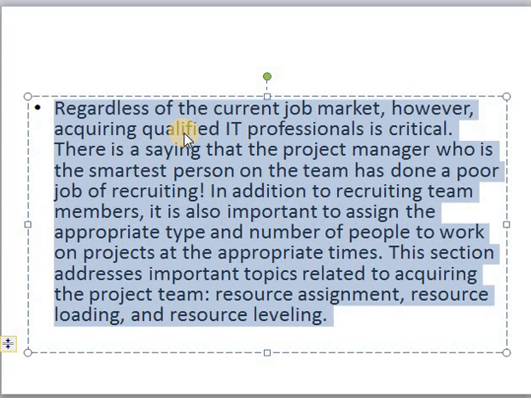So basically, to acquire the right amount of human resources with the right mix of skills and expertise is the key job of the project manager. So it is important to assign the right and appropriate number of people to the type of the work on a project at appropriate times. So in the current section, we will discuss different topics related to acquiring the project team, resource assignments, resource loading, and resource leveling. We will continue in the coming week's lecture.